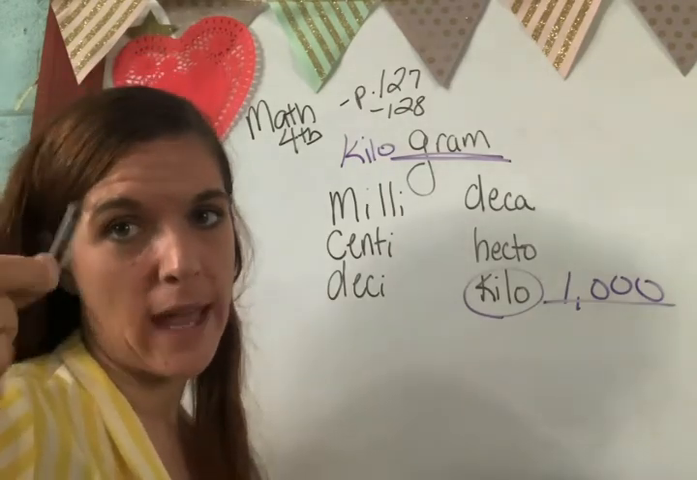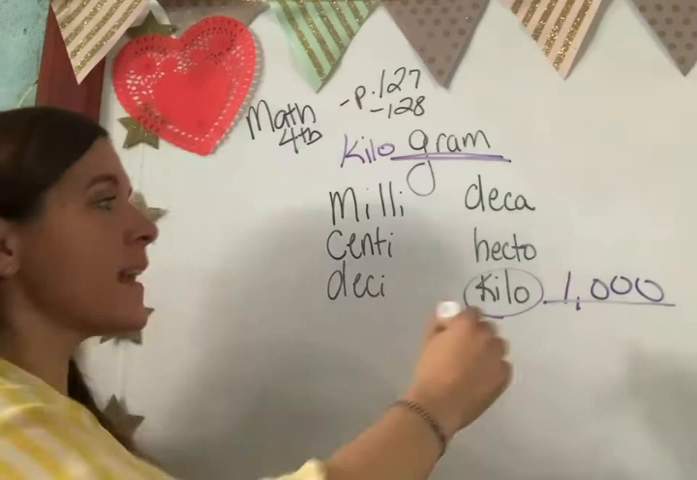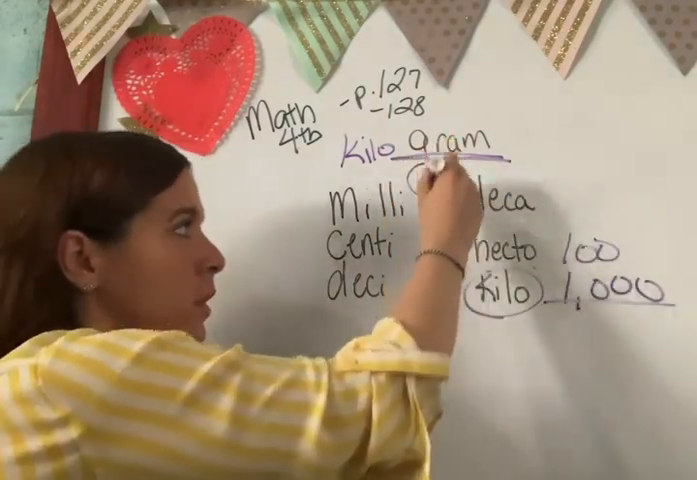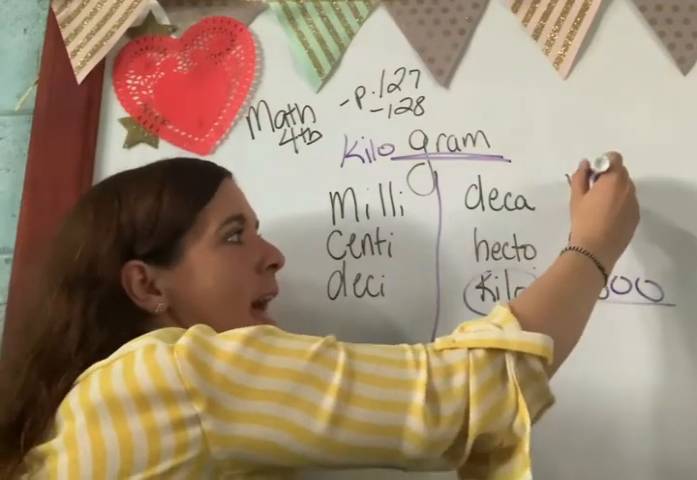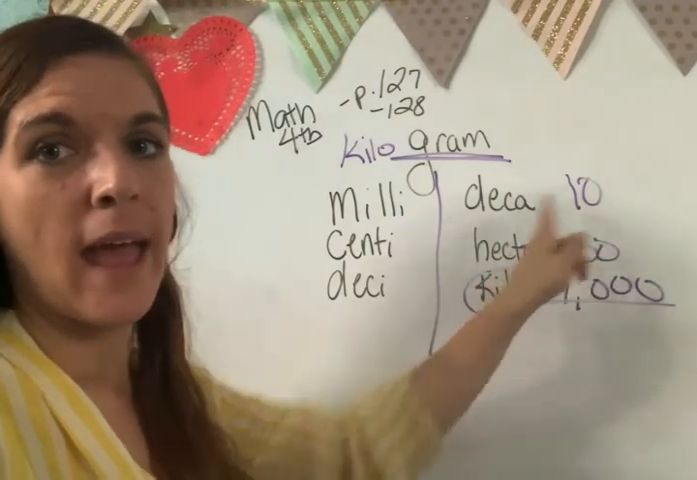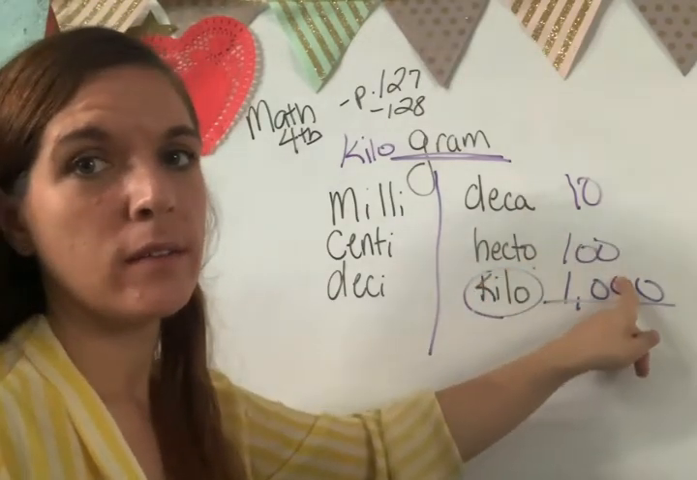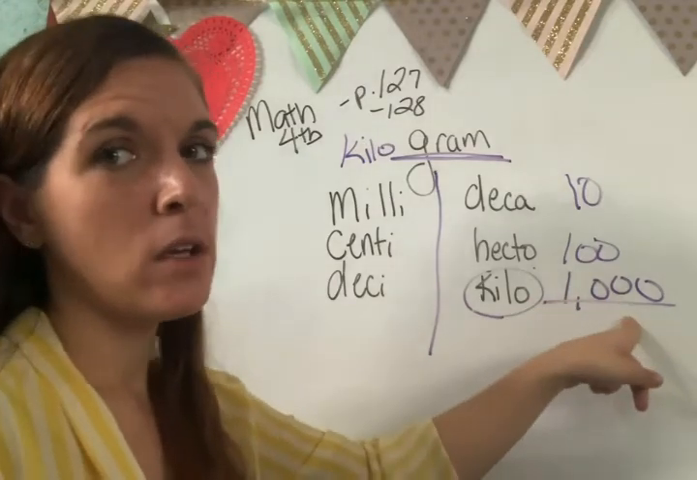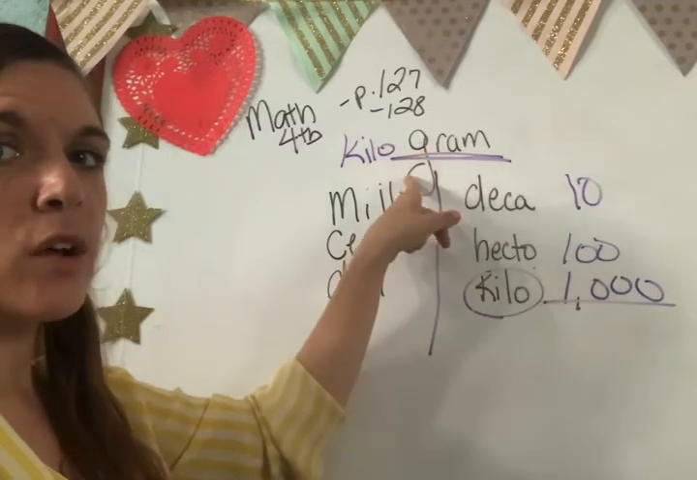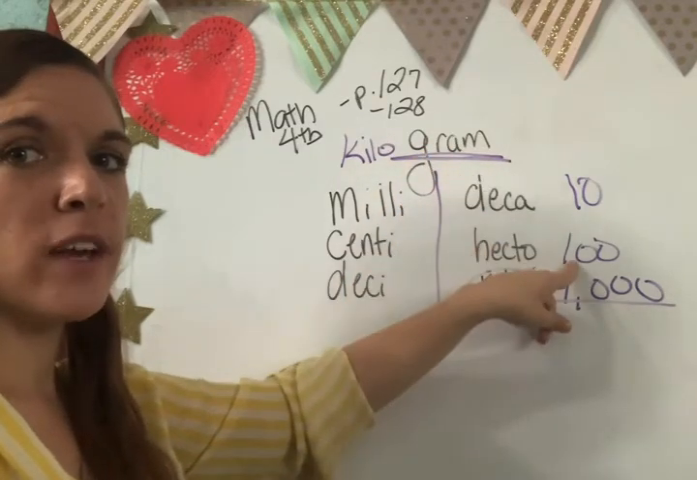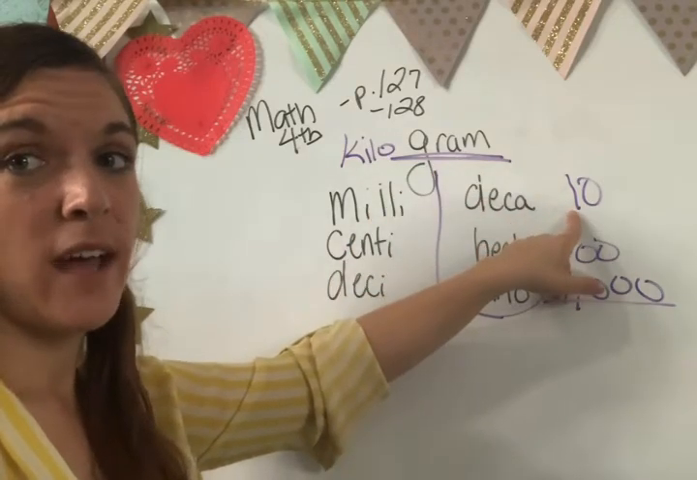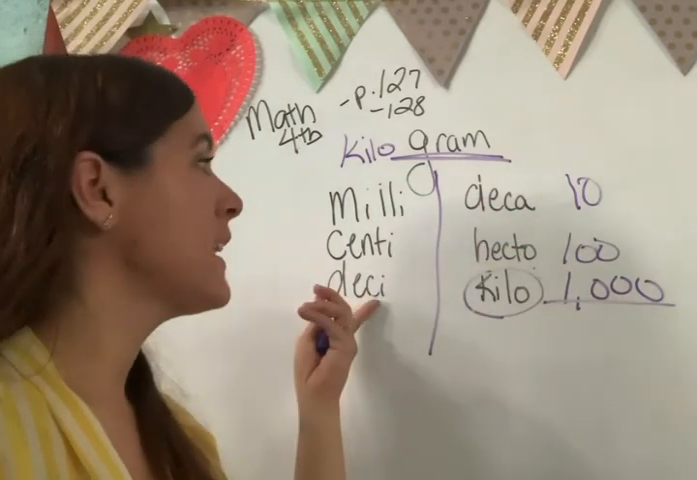Kilogram. Hecto means 100, and deca means 10, okay? So repeat after me. Deca, 10. Hecto, 100. Kilo, 1,000. So a kilogram has how many grams? 1,000. Hectogram has how many grams? 100. Decagram has how many grams? 10. Okay? But what about these?